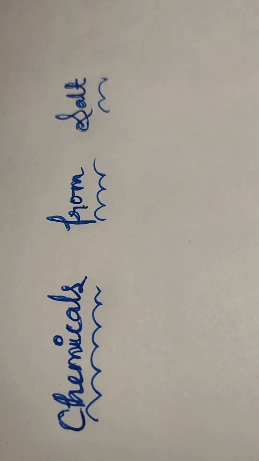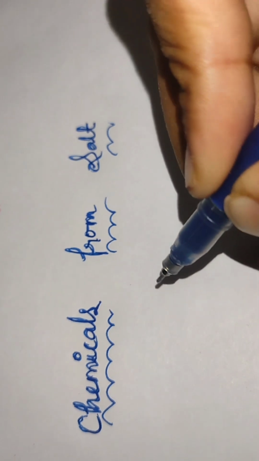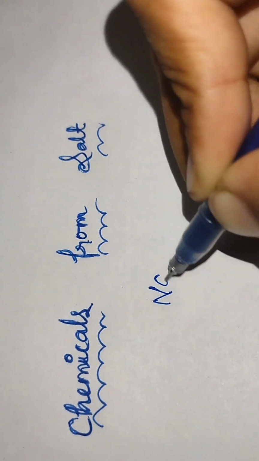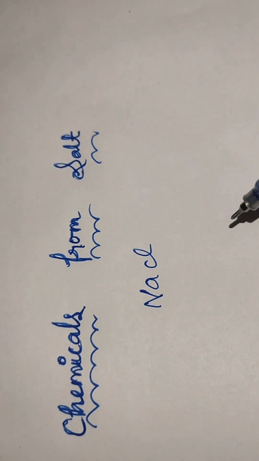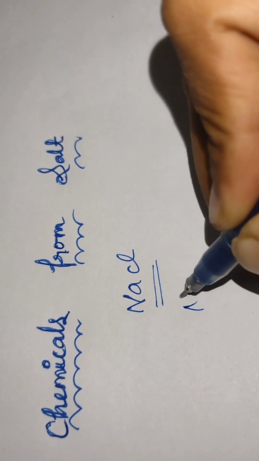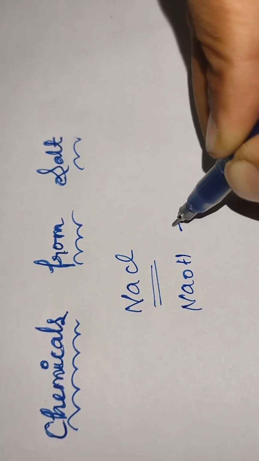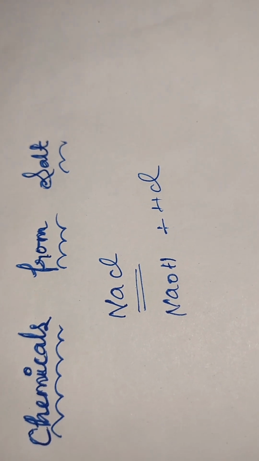Today's topic is chemicals from salt. We are going to see about common salt. What is the formula for common salt? Sodium chloride, NaCl. It is obtained from sodium hydroxide and hydrochloric acid. And this common salt is used in food.